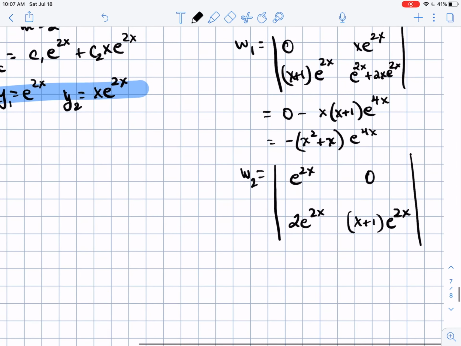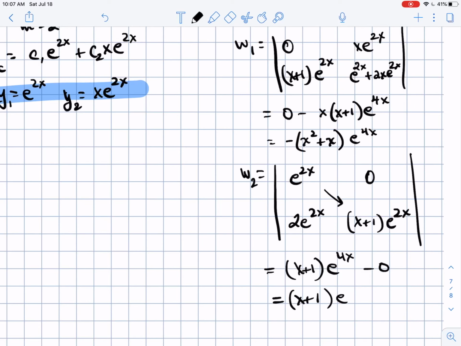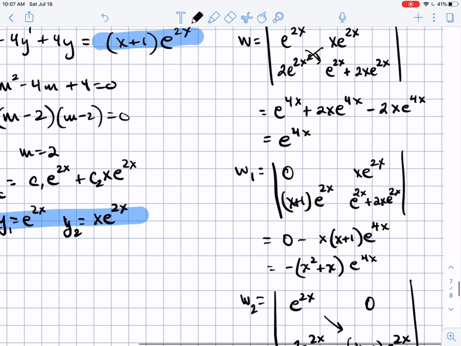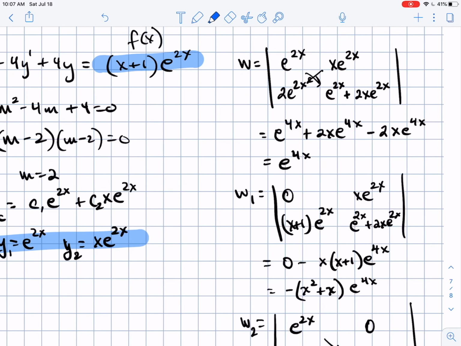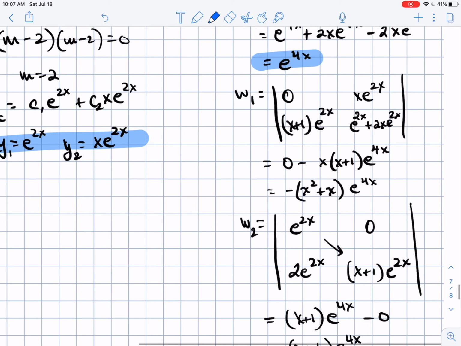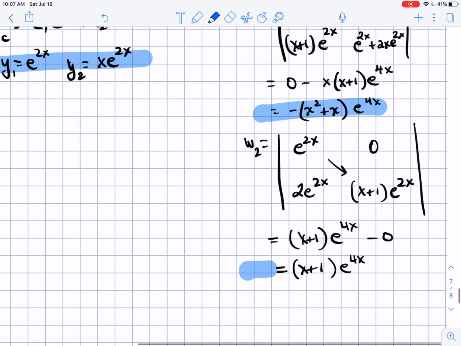So again, when we cross here, we're going to get x plus 1 e to the 4x, and then minus 0, which is just giving me that x plus 1 e to the 4x. All right, so now that we have w sub 1 and w sub 2, we could find out what u prime is. So here, u sub 1 prime is going to be w sub 1 over w.